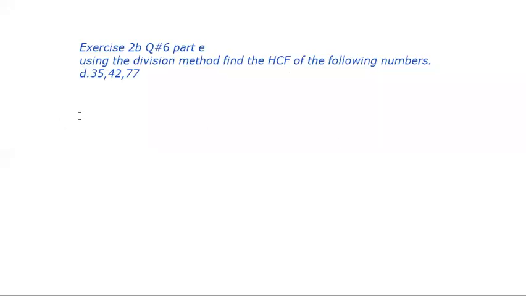Students, now we will do exercise 2B, question number 6, part E. Using the division method, find the HCF of the following numbers. The numbers are 35, 42, and 77. The biggest number is 77, less than 77 is 42, and less than 42 is 35. You have to focus on which number is the biggest, which is less than it, and which is the smallest number. We will make a division sign here and let's start dividing.